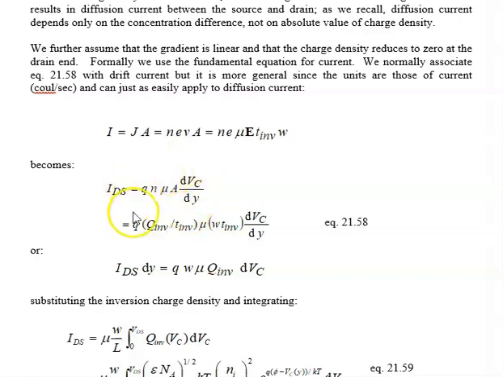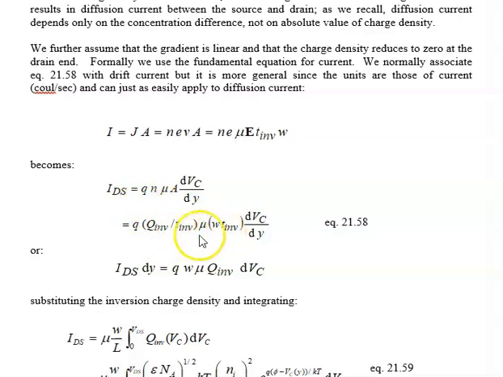So putting all that stuff, including our Q inversion, into this equation, we get equation 2158. The ne is now Q inversion, which is in coulombs per square centimeter, divided by the inversion layer thickness. So this here is in coulombs per cubic centimeter.